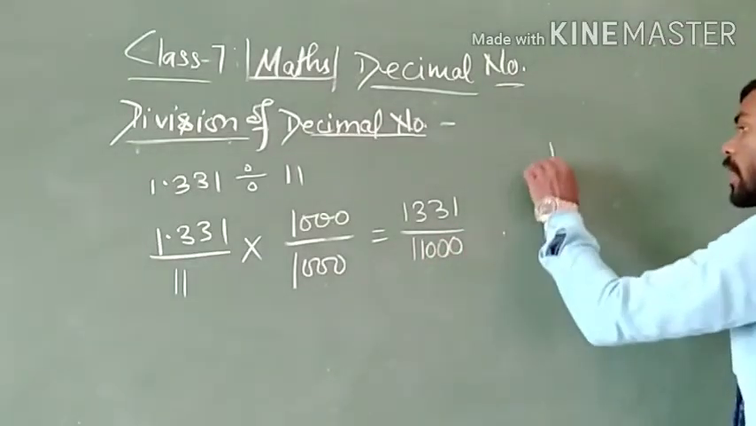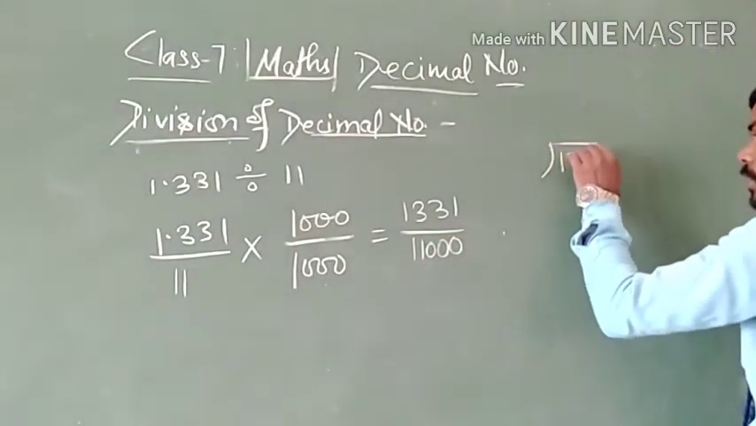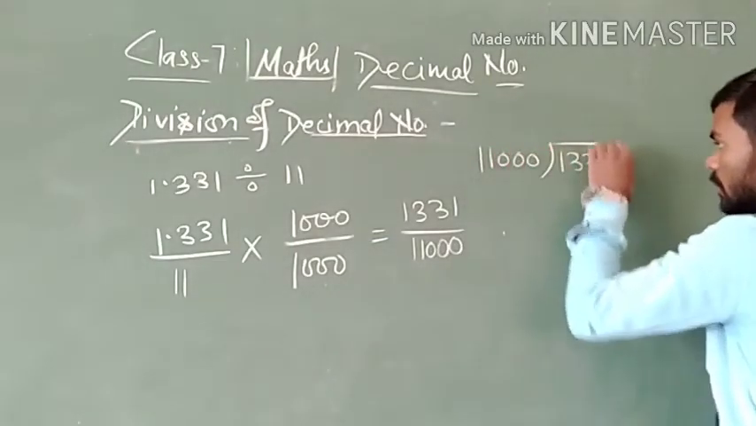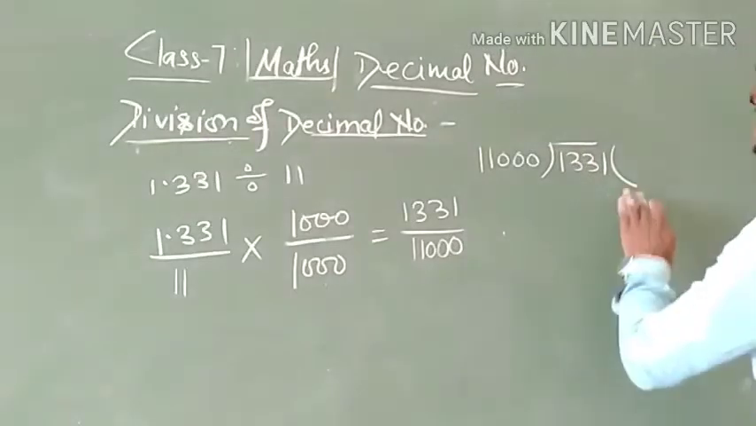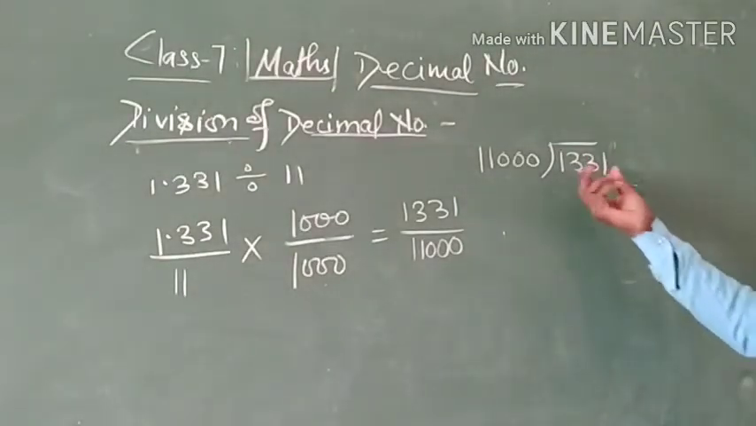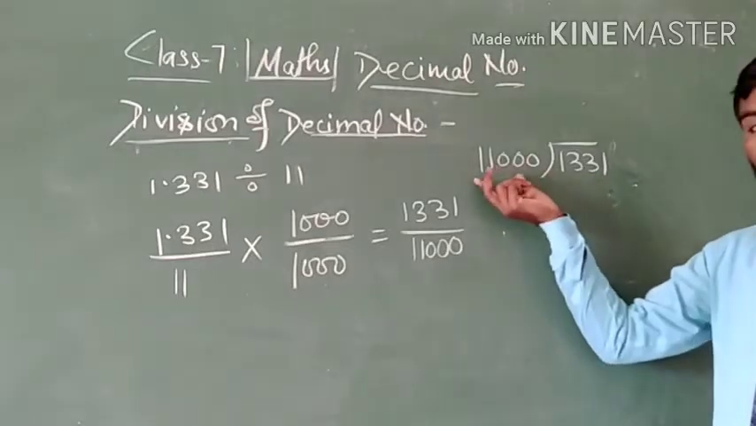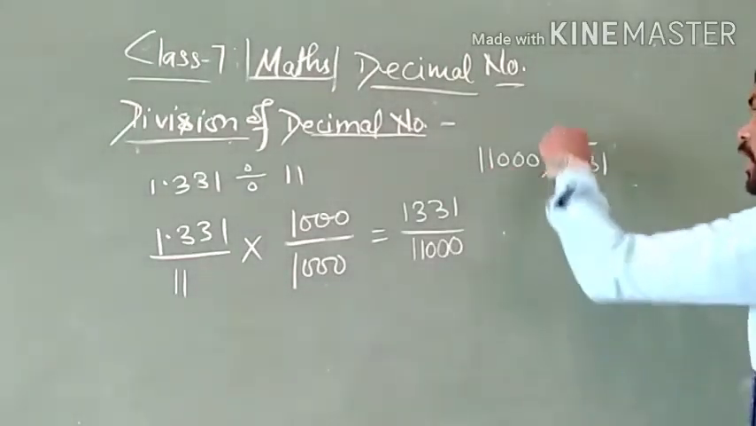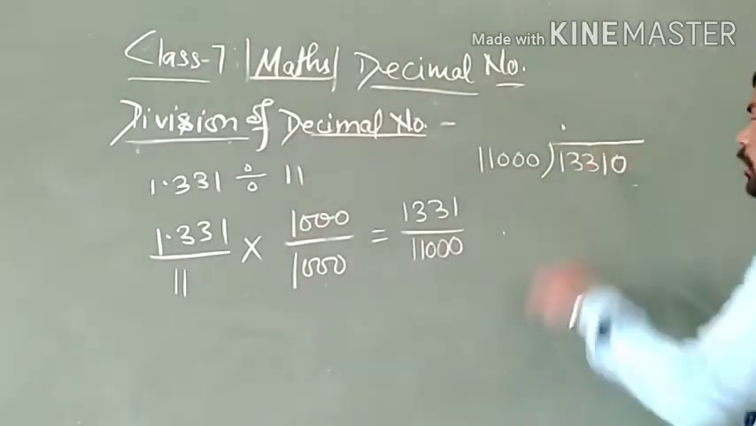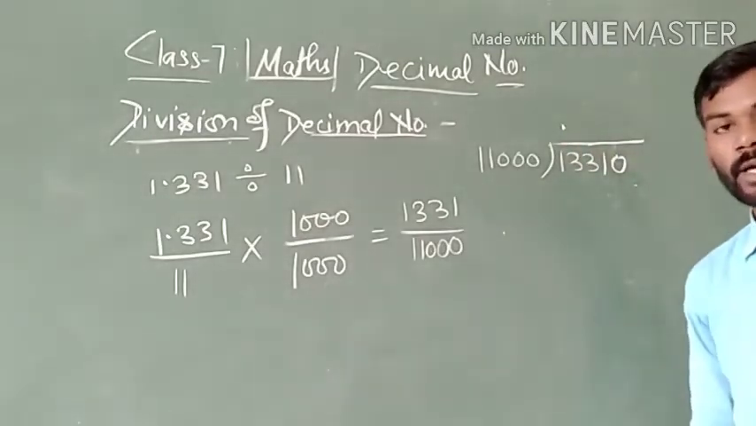So here we divide 1331 by 11,000. Since the dividend is less than the divisor, in order to make the dividend greater than the divisor, we have to put a decimal in the quotient and we shall place a 0 on the right side of the dividend.